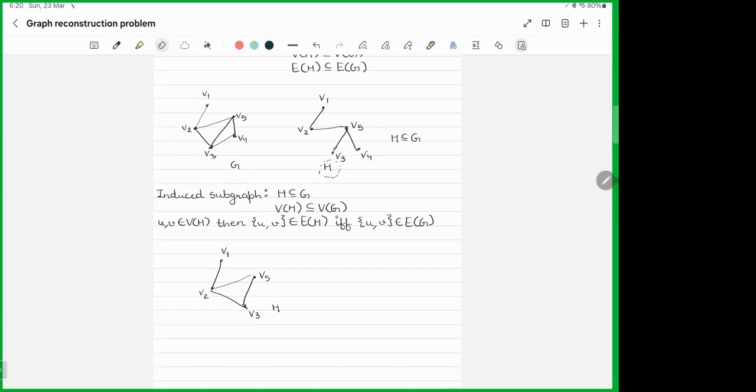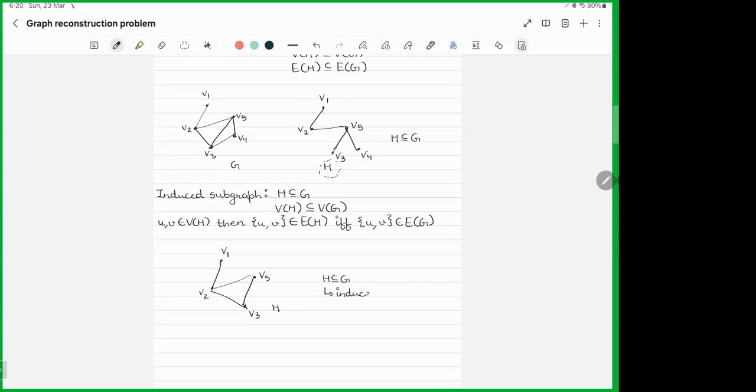Can you please repeat the statement? Yeah, I got it. What I am saying is that if you take any two vertices in H, then they are connected in H, so there is an edge between those two vertices, if and only if there is an edge between those two vertices in G. So if you look at this particular H, then H is a subgraph of G, and H is actually an induced subgraph.